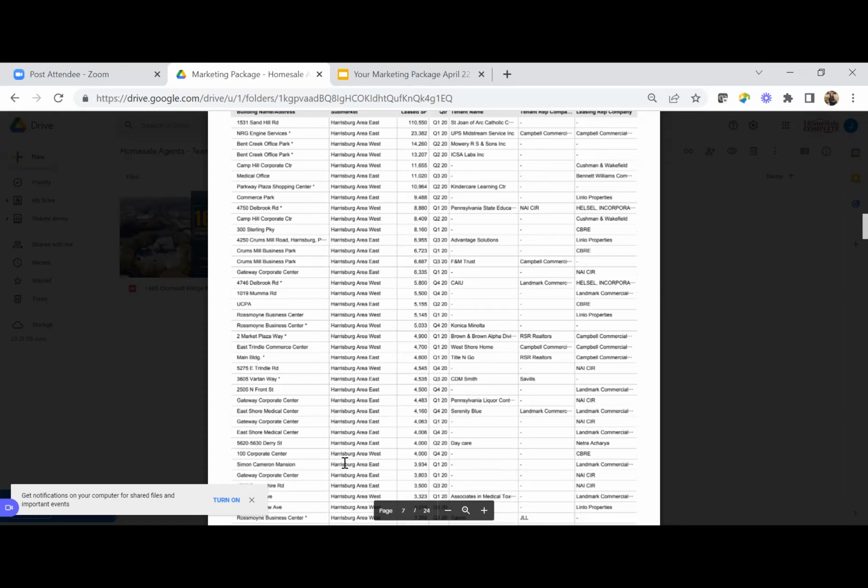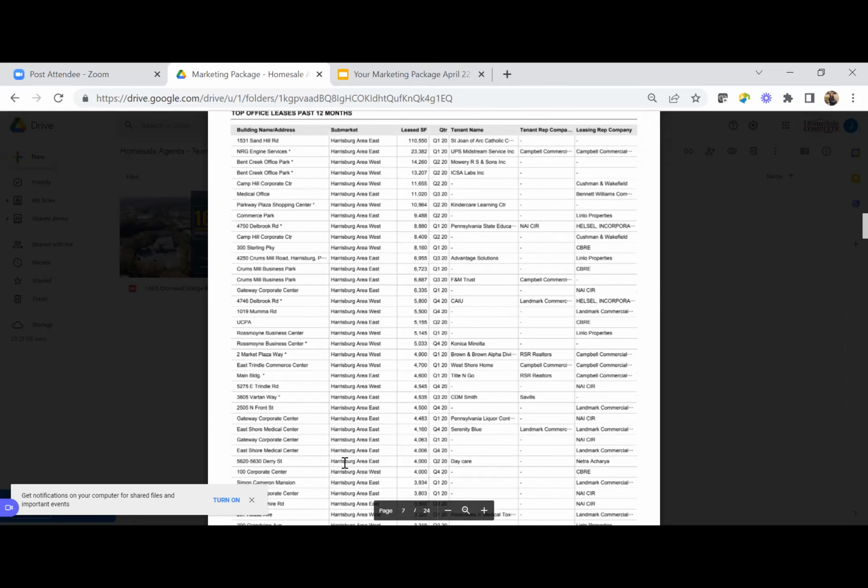What does that tell you? Well, that tells me if I have a bigger property that I need to get leased up, it may not behoove me to subdivide it into smaller units because there's not that many available big properties in this market. That's what that tells me. So just things to think about. Okay, moving on.